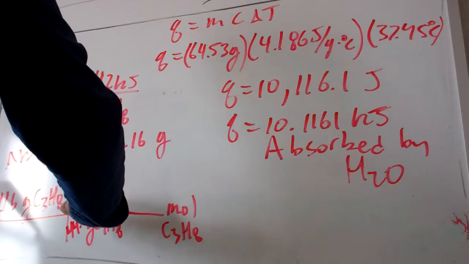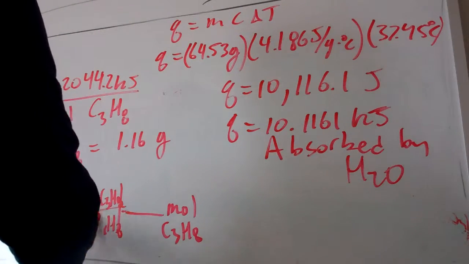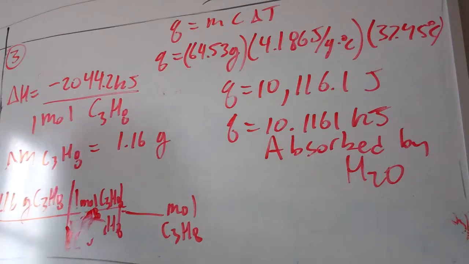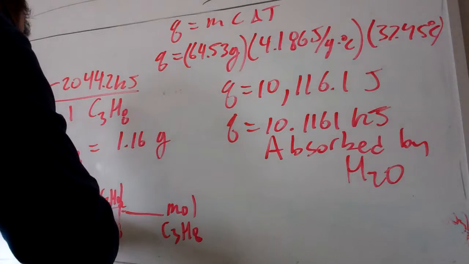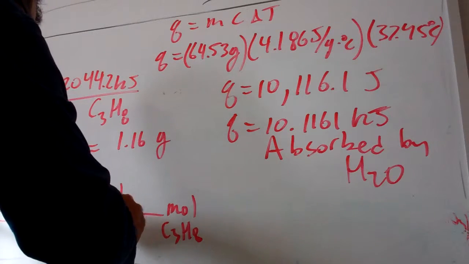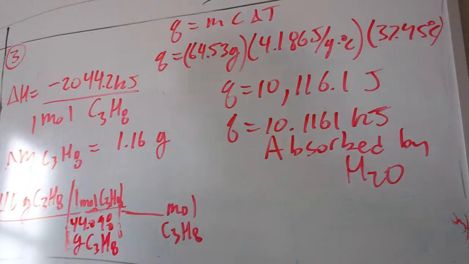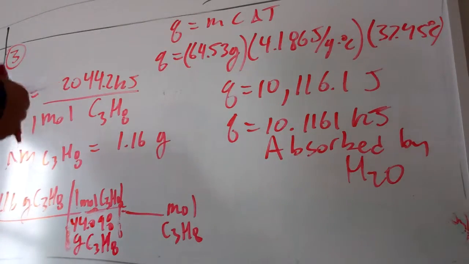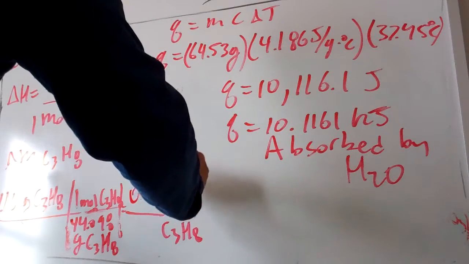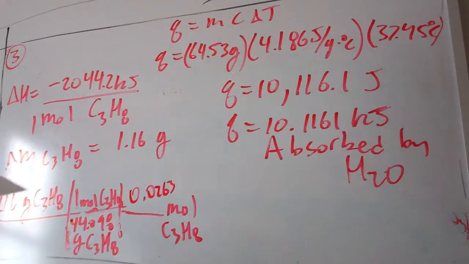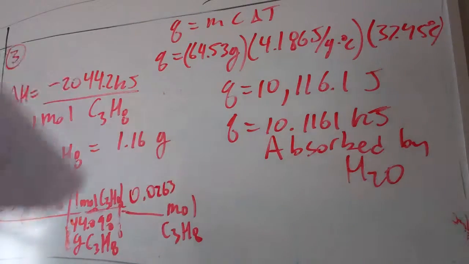44.098. That's ugly. Sorry about that. Ooh, getting uglier. 44.098 grams of C3H8. Okay, all right. Do the math, and you end up with something like 0.0263 moles of C3H8. Let's use our conversion factor, now that we have moles, to go from moles to kilojoules.